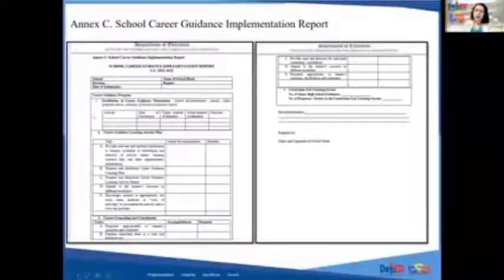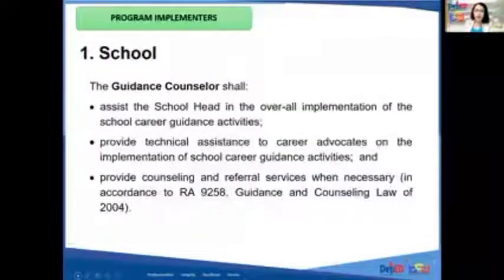And then prepared by the name of and signature of school head. So kanino niya ibibigay ito? Isasubmit ito sa ESP Division Supervisor. So mamaya, bibigay ko sa inyo ano yung task ng ating division level. Okay? What is the role naman of our guidance counselor if ever you have a guidance counselor in your school?